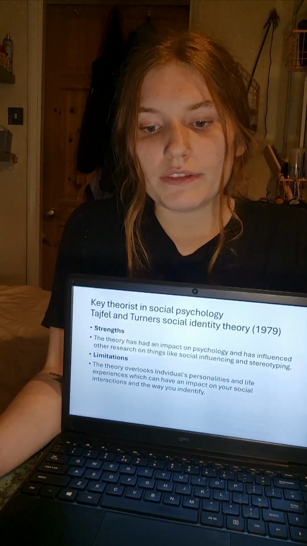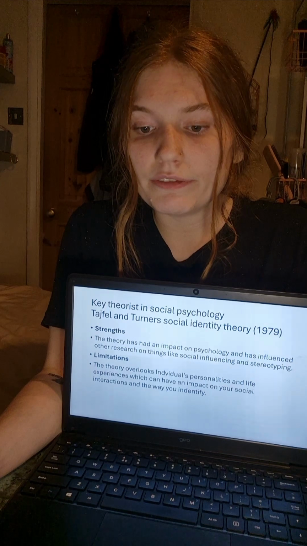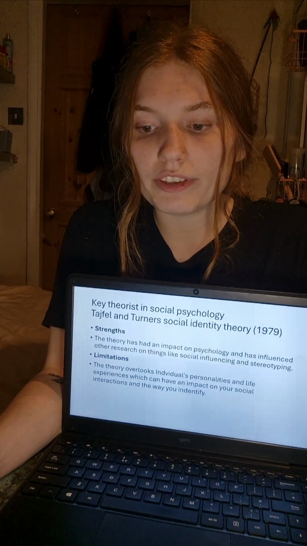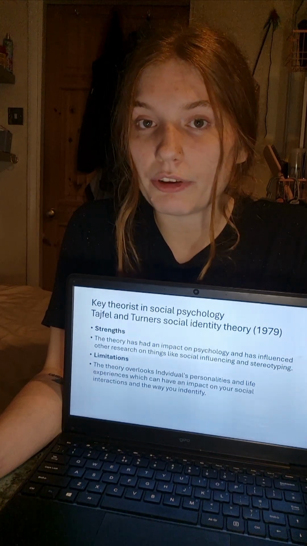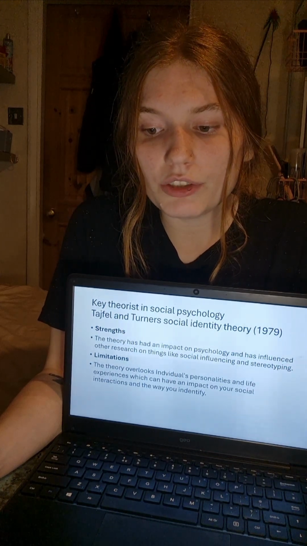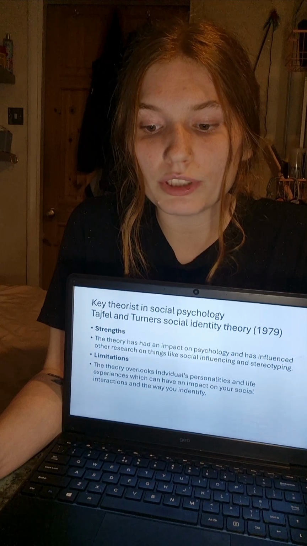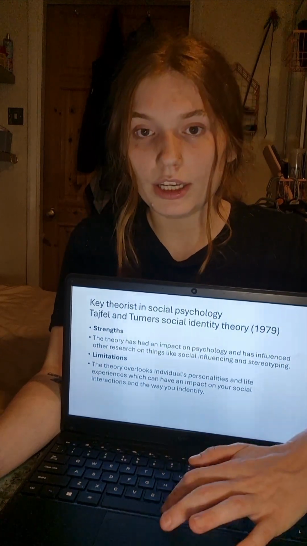The strengths of this theory is the theory has an impact on psychology and has influenced other research on things like social influencing and stereotyping. Limitations. The theory overlooks individuals' personalities and life experience, which can have an impact on your social interactions and the way you identify.